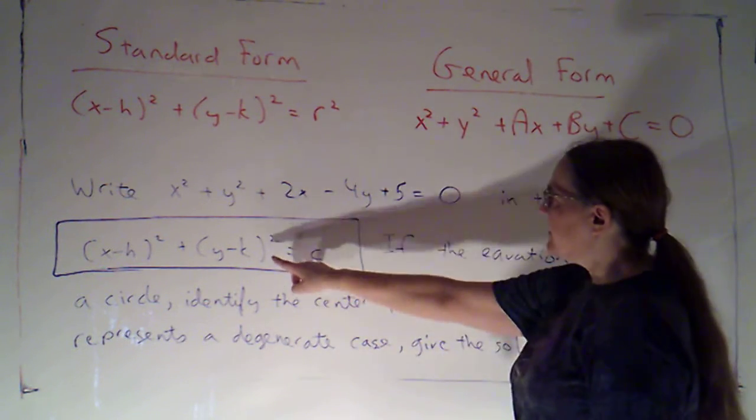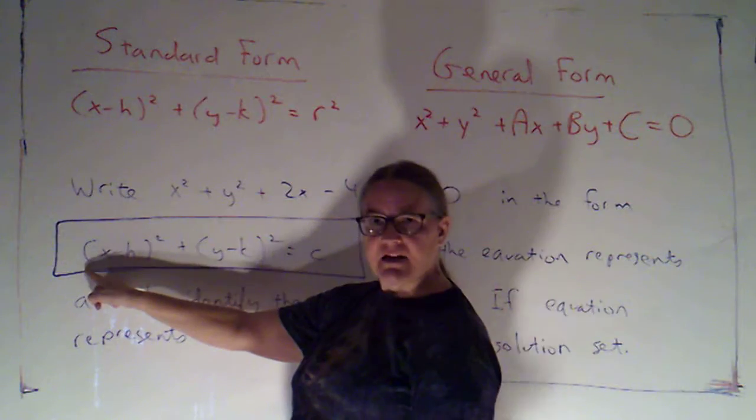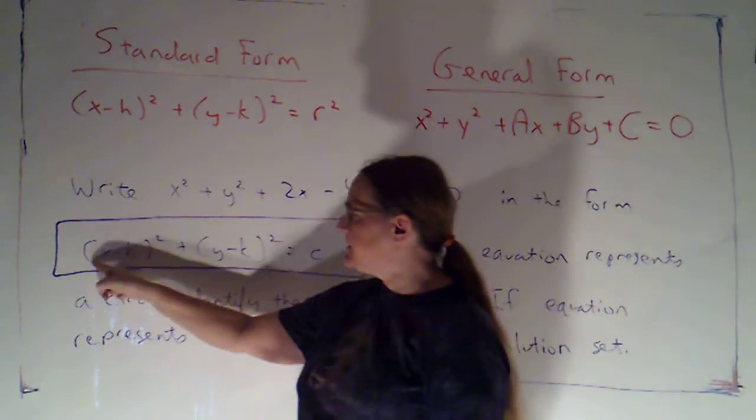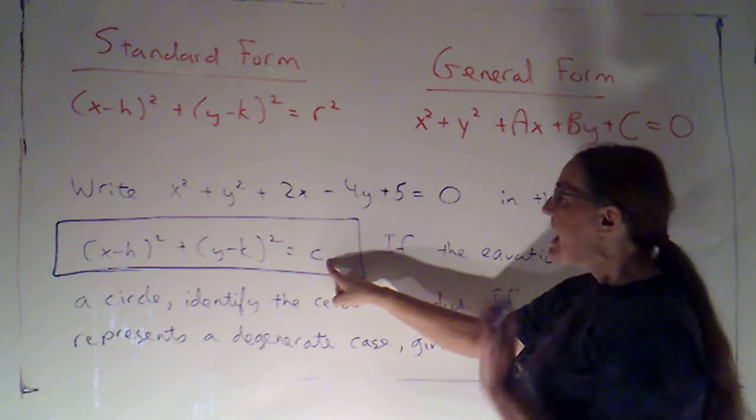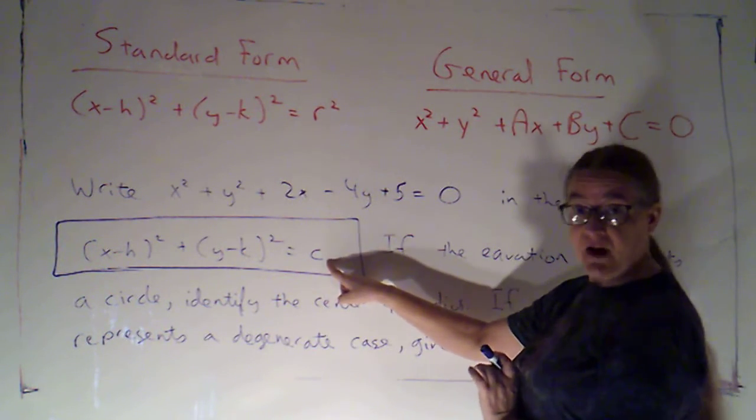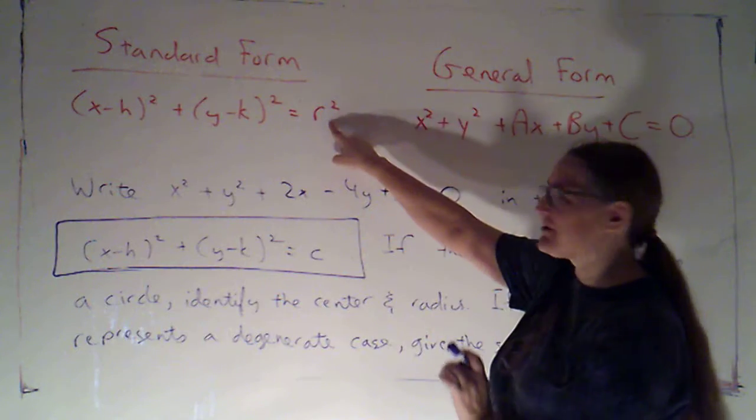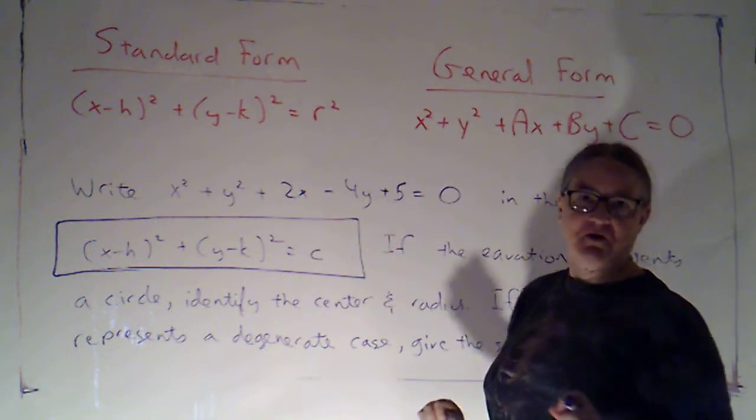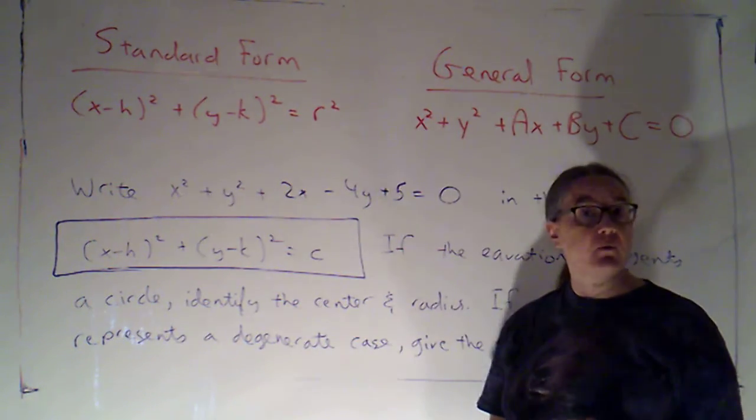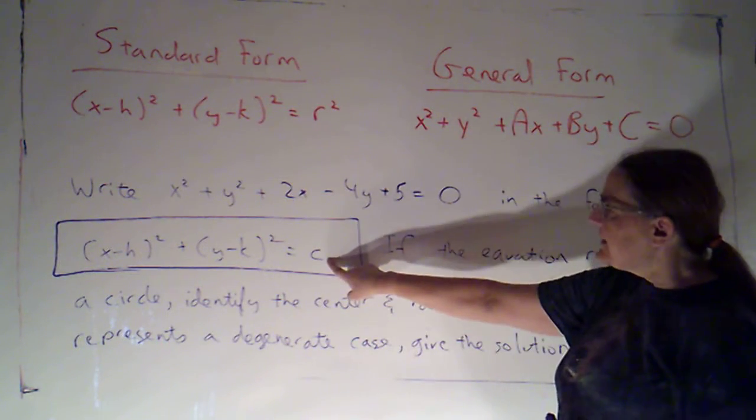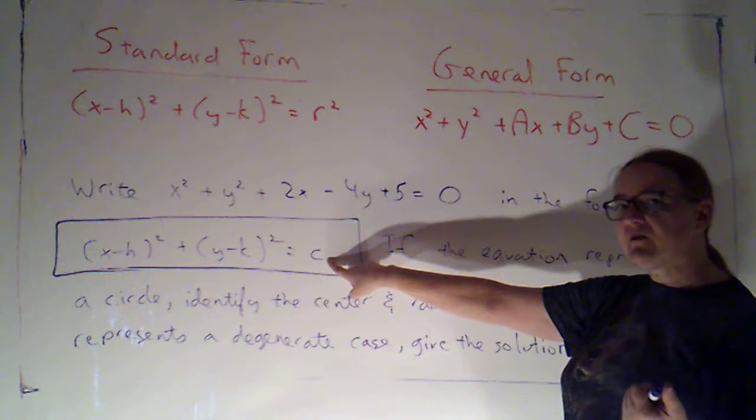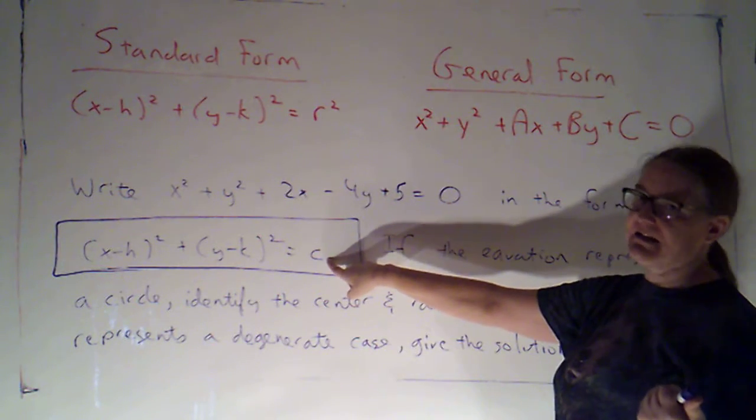Okay. Here, the left-hand side matches. This would be what I get if I complete the square, but then it's just set equal to a number c. If c is a positive number, then I can say c is the radius squared, and I've got a circle. And that's what happened in the example we worked through at the end of the last video. But c could be 0 or a negative number.